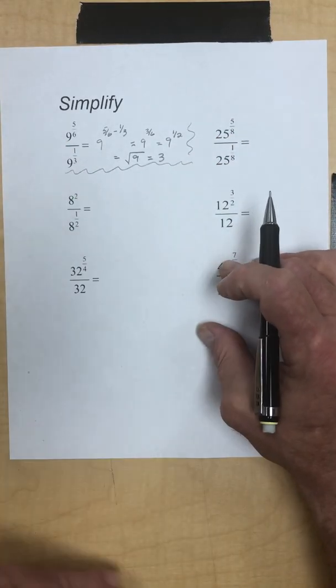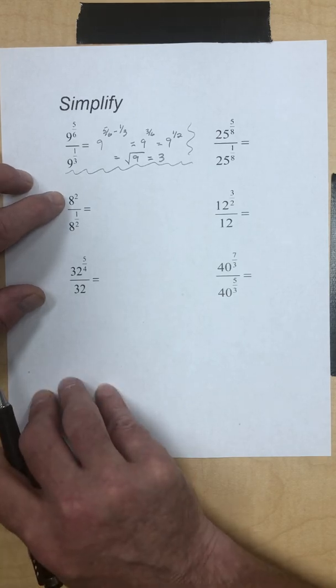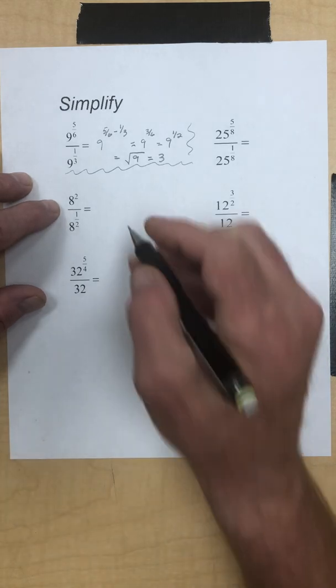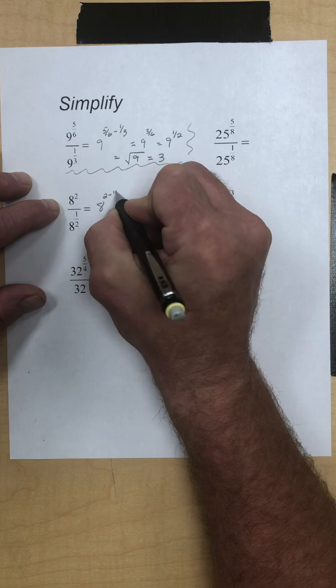Let's see what happens here. Same thing here. The base in the numerator is 8. The base in the denominator is 8. So I can apply the quotient rule. So we get 8 to the power of 2 minus 1/2.